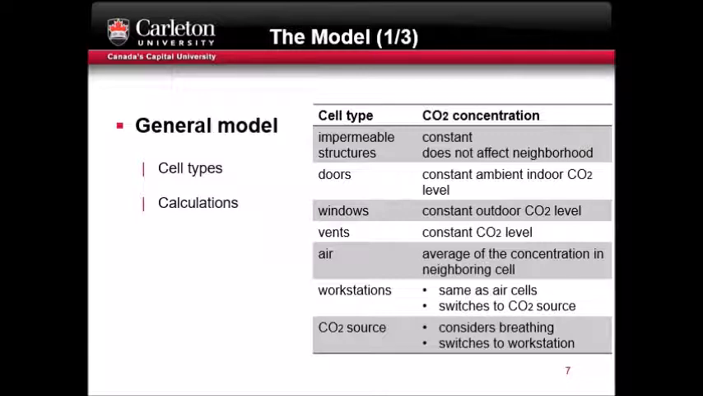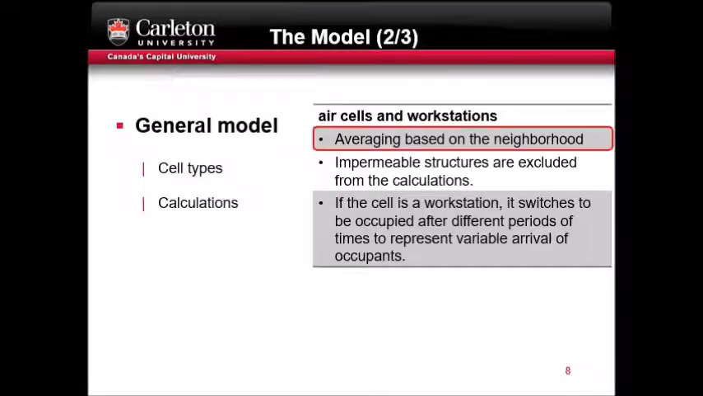And then we have air, workstations, and CO2 sources. For those, there is a little bit more complex way of calculating the CO2 level. They're not constant. They are affected by their neighbors. So how are the computations done on those cells? Let's start here with air cells and workstations. The CO2 concentration levels in air cells and workstations are computed through averaging based on the concentration in the neighborhood.